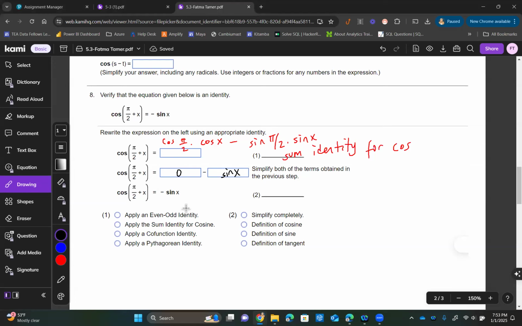So for space number 1, these are the options that you needed to choose from in the homework drop-down menu, and you're going to choose that it is the sum identity for cosine for number 1. For the second space, this is not the definition of tangent or the definition of sine. It's simplified completely for 2, and that's how we do 5.3 here.